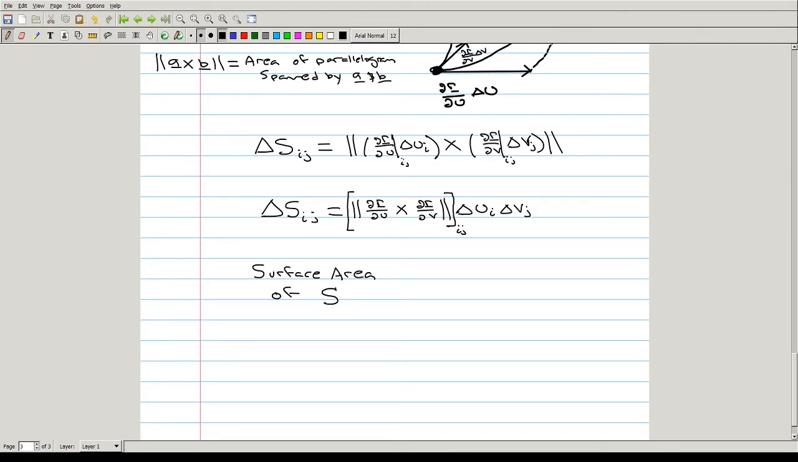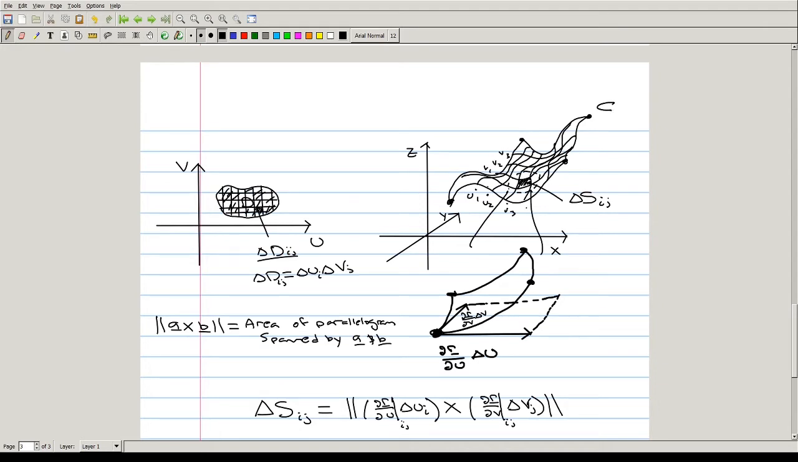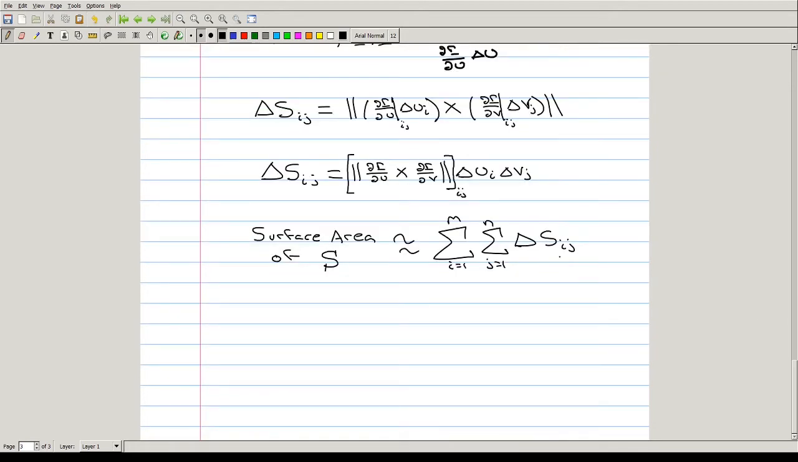And the total expression for the total surface area of our surface S then is approximated by the double summation, i from 1 to M, j from 1 to N, of each one of these delta Sij. Because what we're saying is that if this is our total surface S, and we cut the surface up into all of these smaller partitions, and for each piece of the partition the surface area is approximated by this value right here, delta Sij, the total surface area is going to be approximately equal to this double summation.